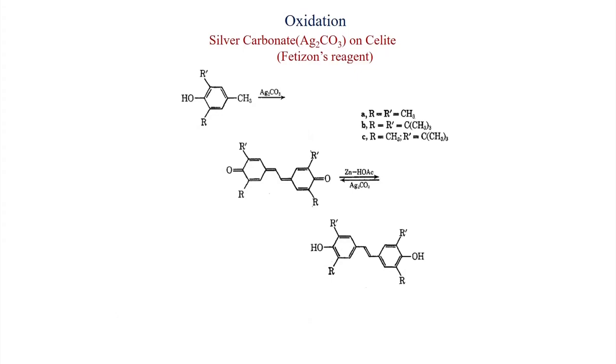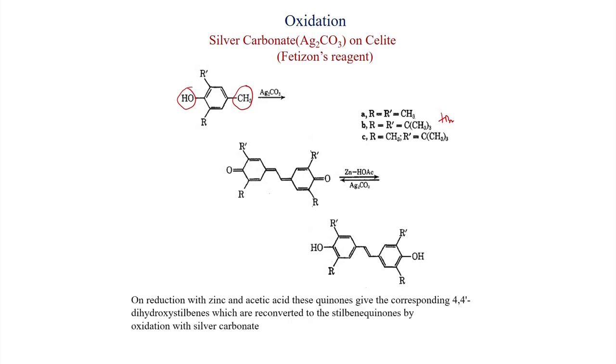It has been found that when a methyl group is present para to the OH group, this conjugated dione system is formed. Here we can also use different substitution, like both methyl and both tertiary butyl, or one methyl and another tertiary butyl, but the para position will be a CH3 group. Then you get this quinone system, and with treatment with zinc and acetic acid you can get this conjugated bisphenol system, which on oxidation with silver carbonate gives this conjugated quinone motif. So on reduction with zinc and acetic acid, these quinones give the 4,4'-dihydroxystilbenes, which are reconverted to the stilbenequinones by oxidation with silver carbonate.